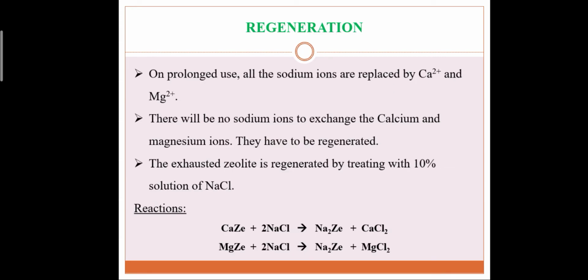Prolonged use of this zeolite results in the replacement of all sodium ions by Ca2+ and Mg2+ ions. So, the exhausted zeolite must be regenerated for further usage. It is done by treating with 10% solution of NaCl. Now, the sodium chloride reacts with calcium and magnesium zeolite and forms sodium zeolite in the bed. The byproducts formed here are chlorides of calcium and magnesium salts, which are discarded.